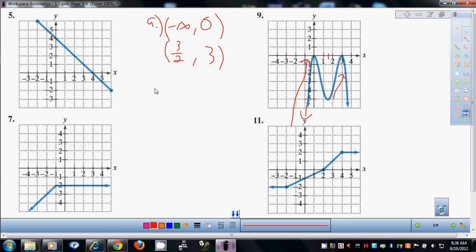Before we go any further, are there questions about where those numbers are coming from? Because it's 1.5. I just wrote it as an improper fraction.